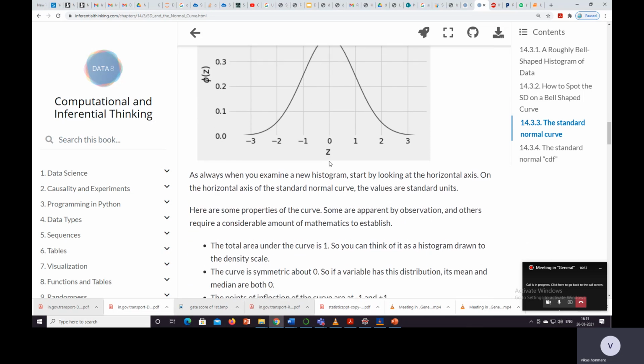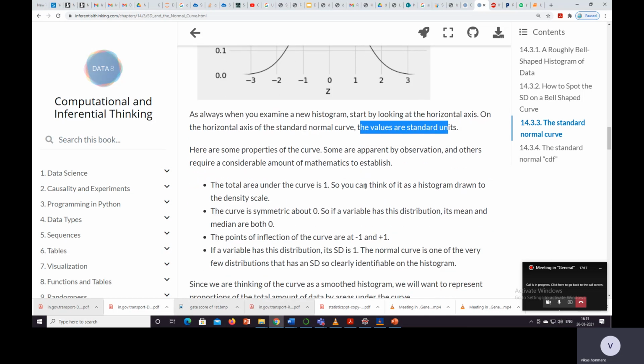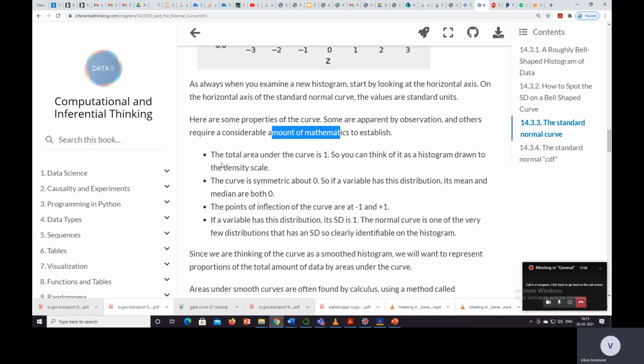Okay, so as always when you examine a new histogram, start by looking at the horizontal axis. On the horizontal axis of the standard normal curve, the values are in standard units. Already I have shown you how to compute these in standard units. So here are some properties of the curve. Some are apparent by observation, and others require a considerable amount of mathematics. Okay. So we'll see the properties of this standard normal curve.